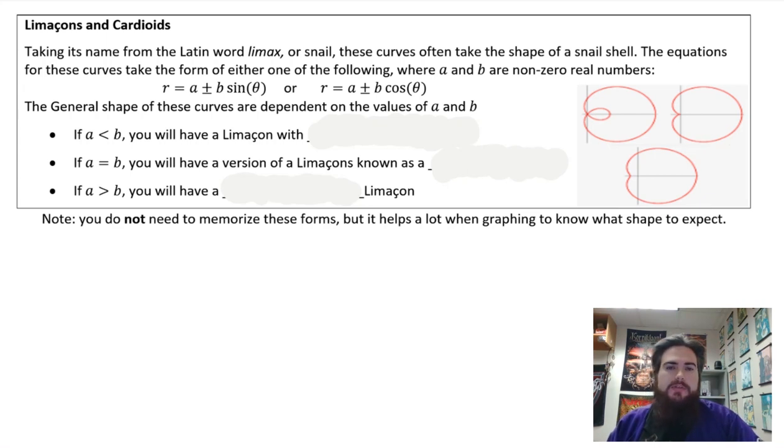real numbers. We have r equals a plus or minus b times sine of theta, or r equals a plus or minus b times cosine of theta. Now, the general shape of these curves is dependent on the values of a and b. In this section, there are a couple of limacons that are demonstrated, and you can use those for reference.